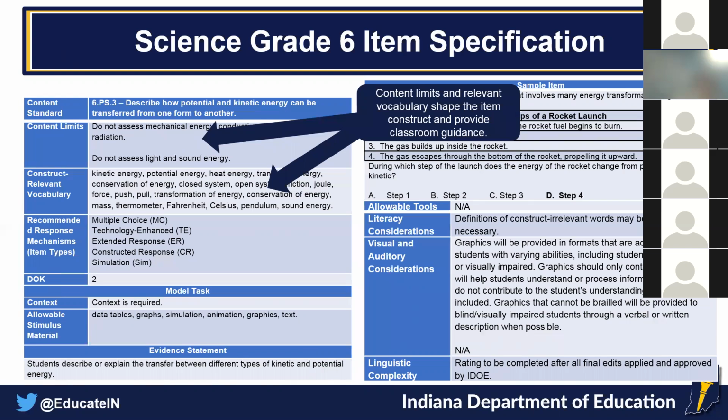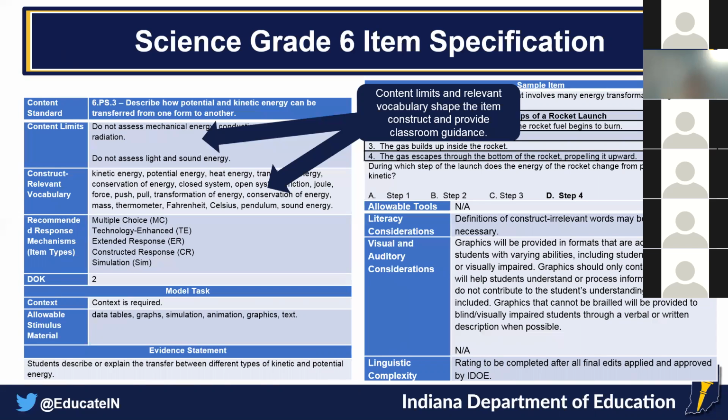Content limits, as I mentioned, so teachers have indicated that for the assessment that we shouldn't do certain things. So for this standard, they don't want us assessing light or sound energy to talk about the potential and kinetic energy. They felt that was an important content limit to put on. You can't see by the arrow, they also didn't want us to look at mechanical engine energy either.